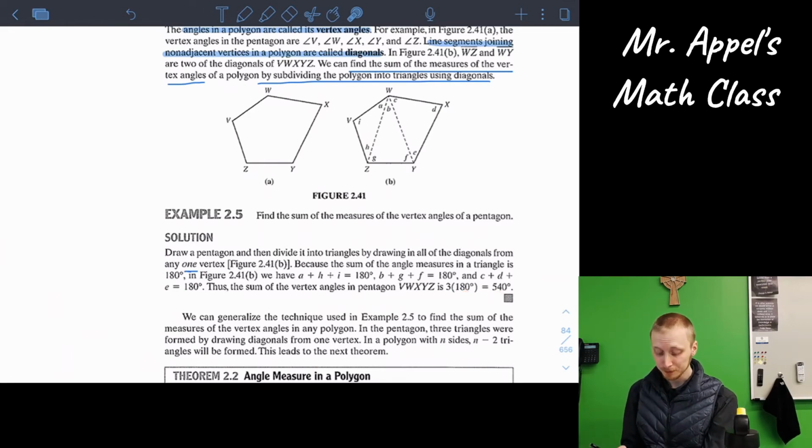Okay? And this works because every angle of the triangle is a part of one of the vertex angles, or even the whole, right? Vertex angles of the polygon. If I was to add in any other diagonals, not only would I have non-triangles in here, but any triangle I do have, its angle would not be part of the vertex angles of the polygon.